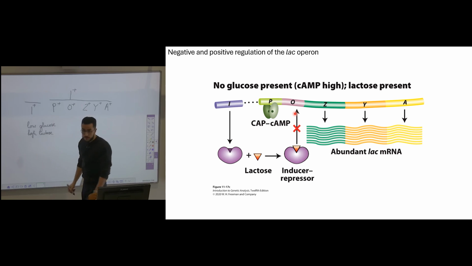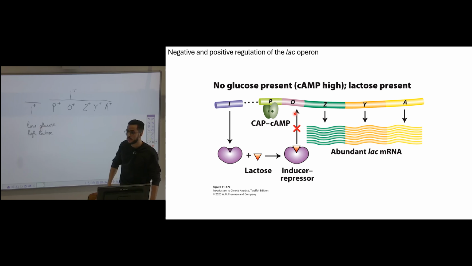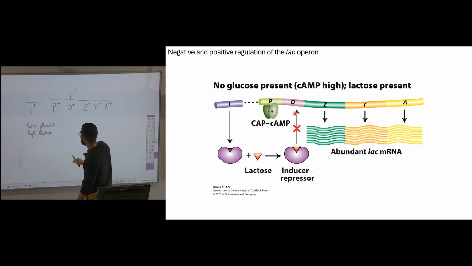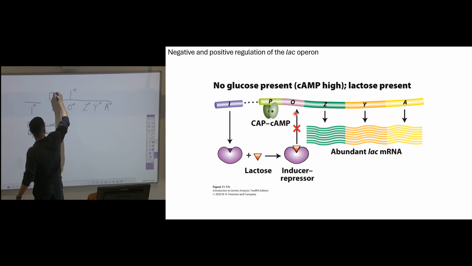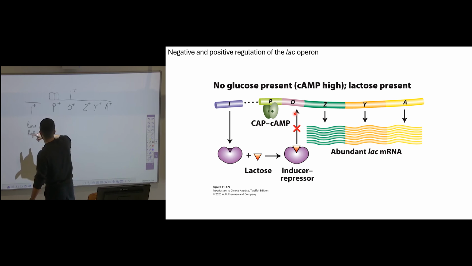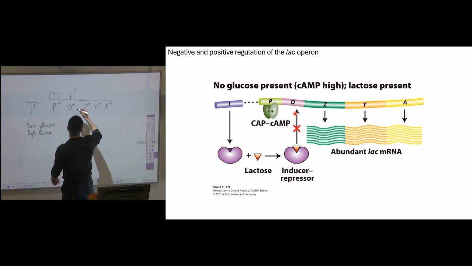If you have a situation like this, are you going to make this? Sure? So because you have low glucose, does that mean you have high cAMP? Okay. More cAMP, right? Yeah. So the CAP protein, I'll just make a square like this, will bind here. So your cAMP activated protein will bind here. You have high lactose, so this will be removed from here.